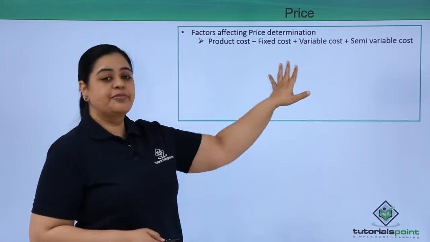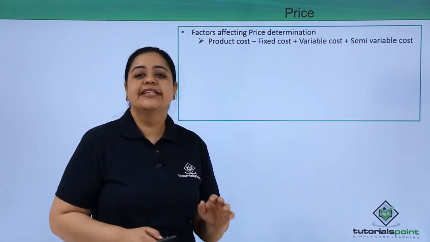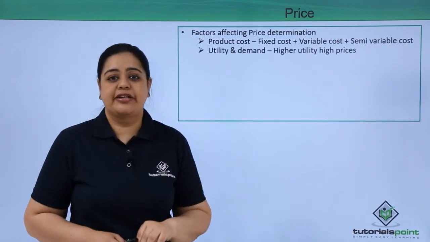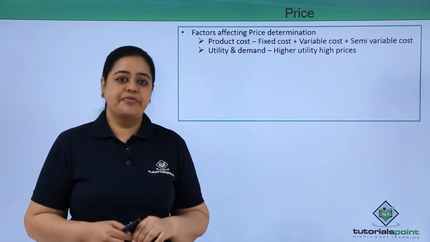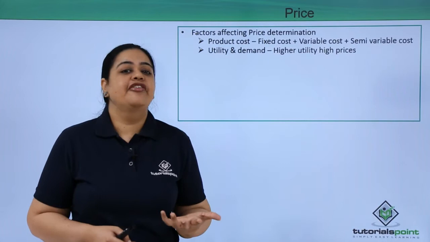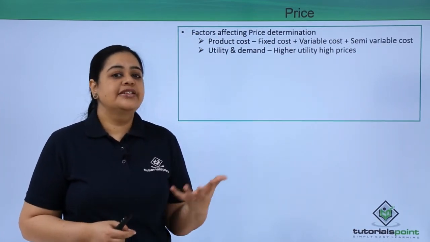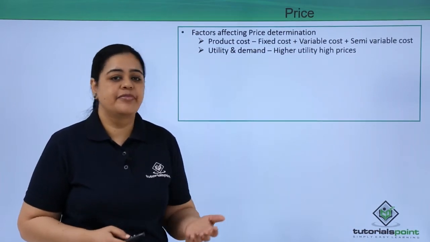So remember, what is product cost? As of now, fixed cost plus variable cost plus semi-variable cost. Now utility and demand. If the utility of the product is very high, you charge a higher price for that. The best example to remember here is any kind of medicines, medical equipment, right? Because the utility is very high, they always carry a higher price.